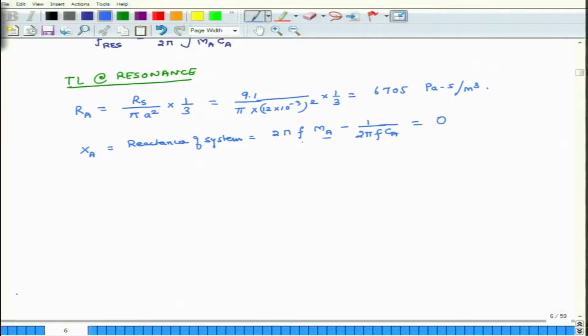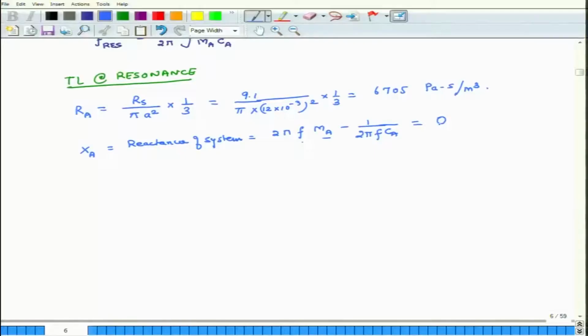You will still have a non-zero value because of calculation errors, because you will not be able to compute to a very large number of decimal places. So, because of decimal place error you will have a small value, but it will be very close to 0. So, here I am saying that because of resonance I can directly write Xa as 0. If the frequency of interest was not resonance, then I will not be putting this number as 0, then I will have to actually calculate it. So, this is there.